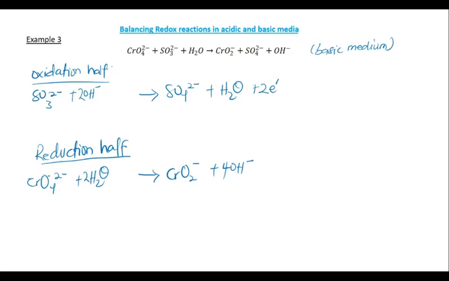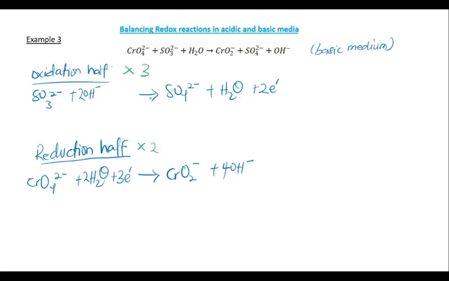So we have what? Minus 2 over here, and then we have what? Minus 1, and then this is minus 4, so this is minus 5 over here. So we need to add what? 3 moles of electrons to this side to have everything balanced. Now we can see that the number of electrons are not the same on both sides of the half reaction, so we need to make sure they are the same. So we multiply the oxidation half by what? 3, and then we multiply the reduction half by 2.